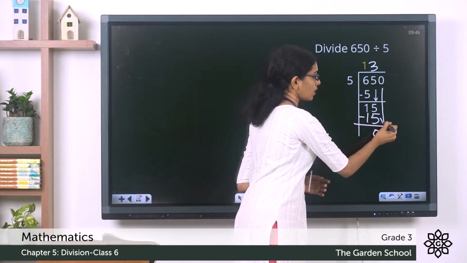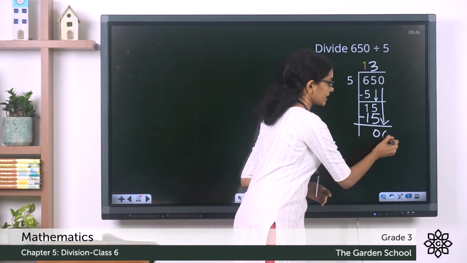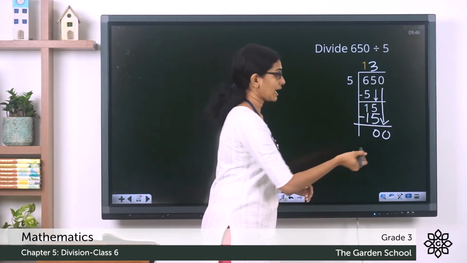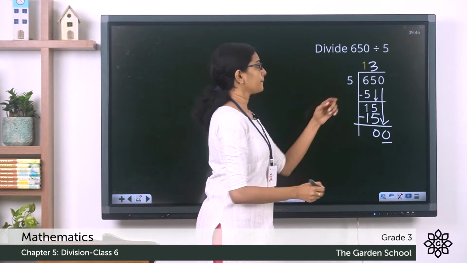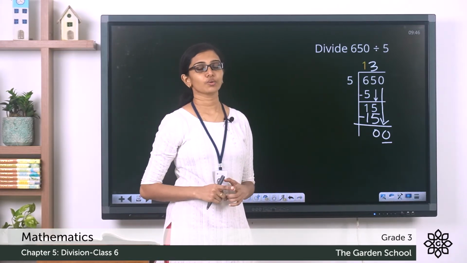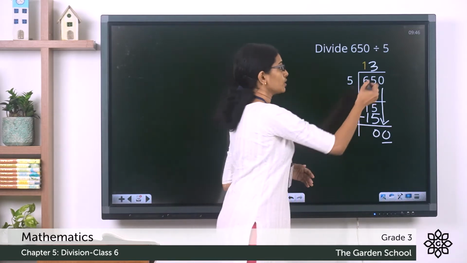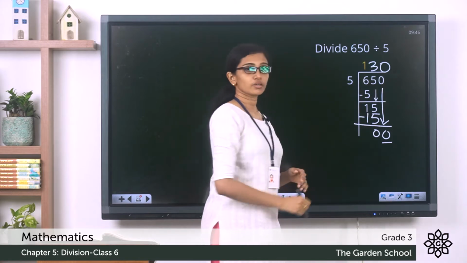Now we have to bring down the next digit, which is the digit 0. So let's write 0 here. Now we have to divide this 0 by this 5. So 0 divided by any number is equal to 0 itself. So 0 divided by 5 is equal to 0. That 0 we write in the quotient.